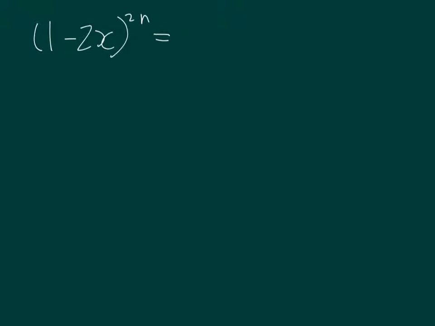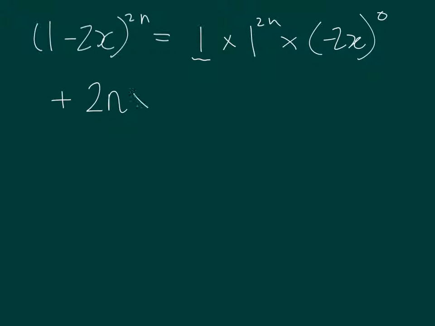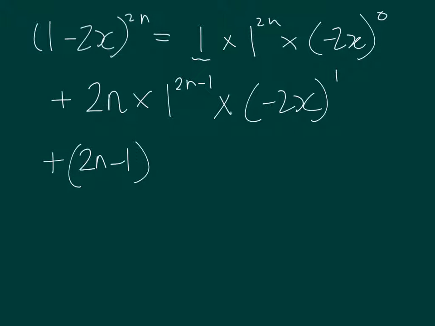Okay, so this is the thing we're actually binomially expanding. So our first coefficient, we know that's 1, that was 2n choose 0, and then we're multiplying that by 1 to the power of 2n, multiplied by minus 2x to the 0. And then our next term is going to be 2n choose 1, which we decided was 2n, multiplied by 1 to the power of 2n take 1, so we've taken one of the powers away from that, and then that's times minus 2x to the 1. Okay, now we decided this was 2n take 1 times n.